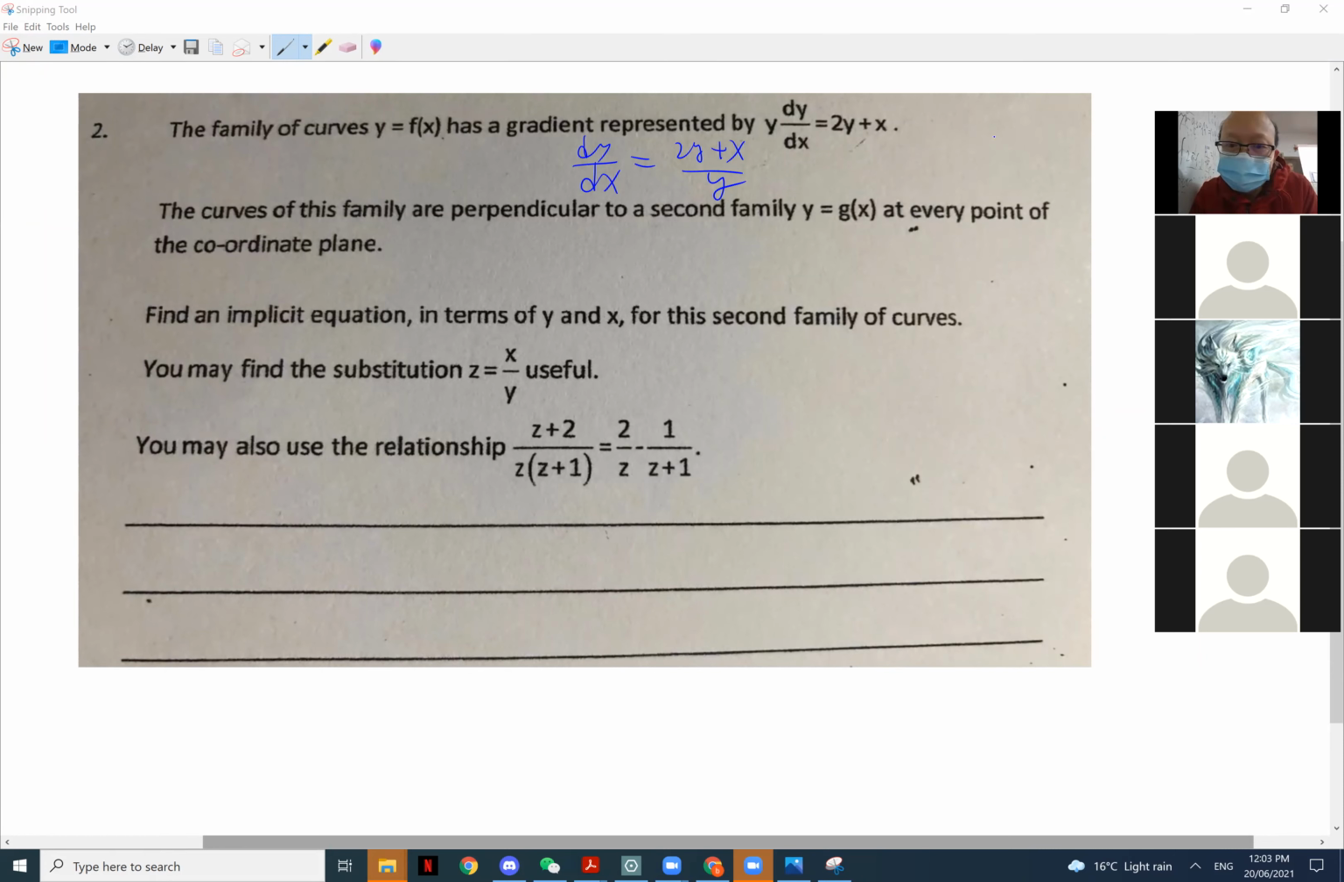What's the coordinate plane? Coordinate plane, oh, just x, y. You don't need to worry about the meaning of coordinate plane, just x, y coordinates. Perpendicular means dy/dx equals negative y over (2y + x). Yep, that's after you read the two lines we can have here.